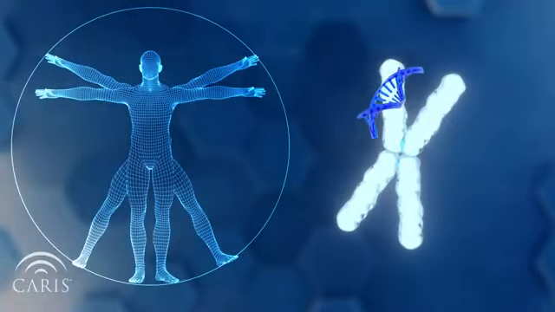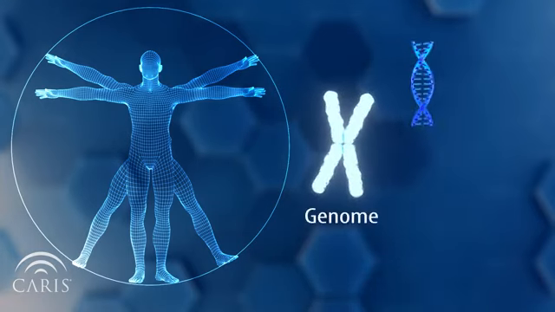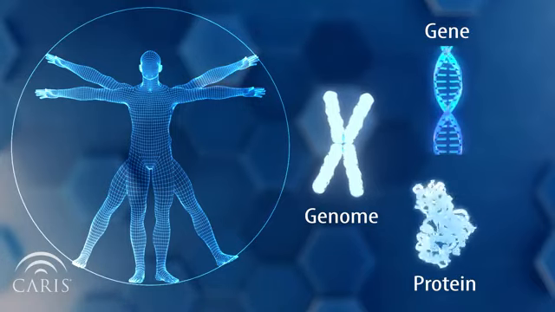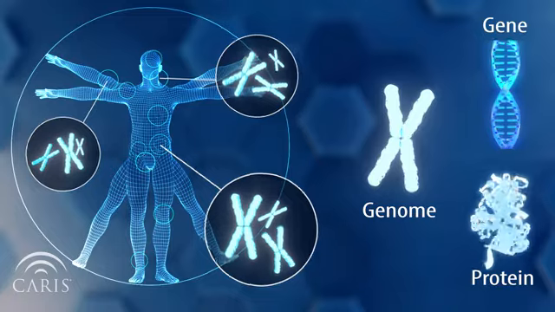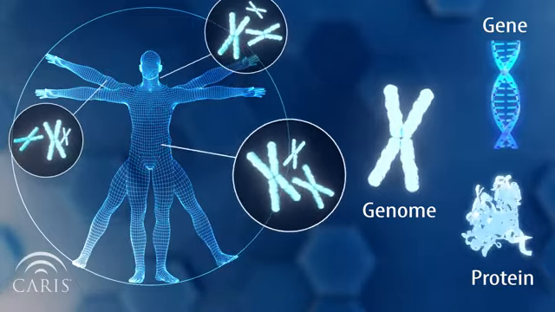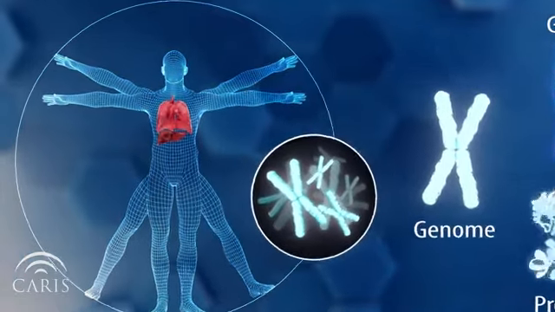There are over 20,000 genes in what is collectively known as the genome. Each gene provides the instructions for making a specific protein with a specific function. Every cell has the same genome, or DNA sequence, which contains all the information necessary for creating all of the body's proteins.